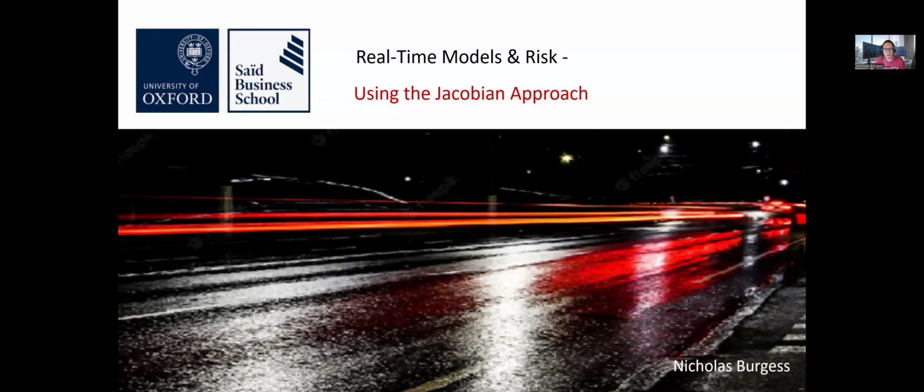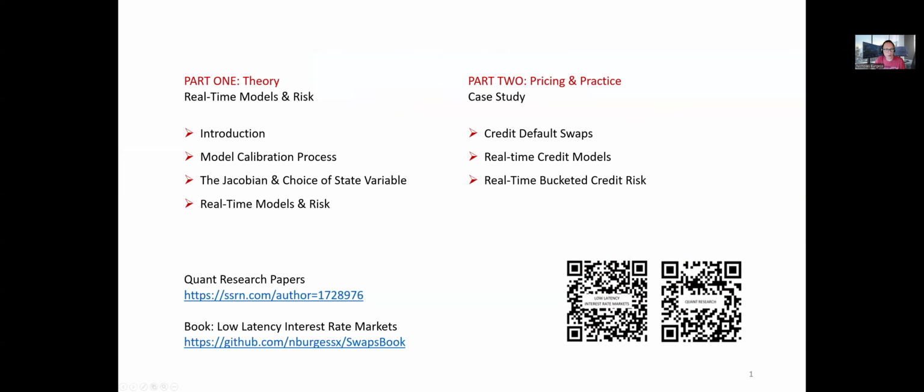Great. So here we are. So here are the slides I'd like to take you through: real-time models and risk using the Jacobian approach. The format of the slides is as follows. Part one, I'm going to take you through the theory of real-time models and risk. I'll give you an introduction to the theory. We'll talk about the calibration process in general. We'll discuss the Jacobian and the choice of state variable, and then I'll give you a quick example of real-time models and risk using interest rate models as a quick case study.